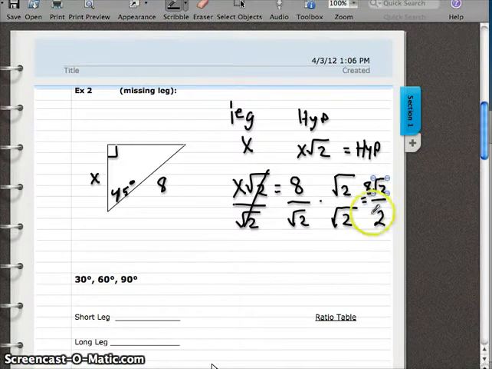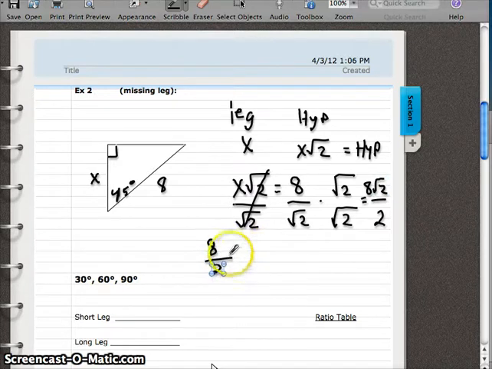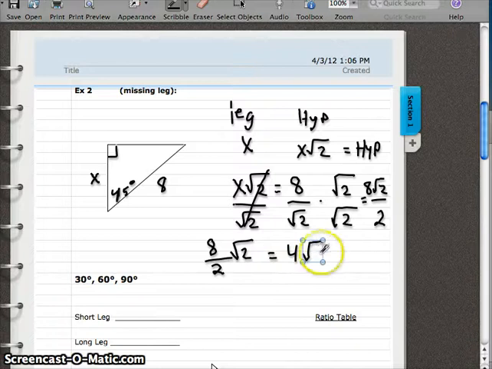So I'll write it a little bit neater over on the other side here. So we have 8. Really, we have this fraction 8 over 2 in the front and radical 2 off to the side here. So we reduce that fraction, 8 over 2, and we finally get the value of our leg, 4 times the square root of 2. So compare these two values here. What is the leg compared to the hypotenuse?